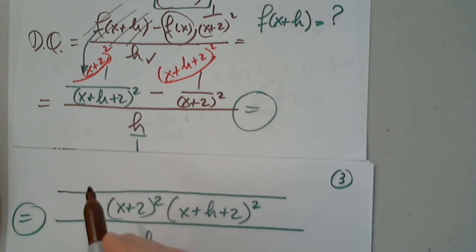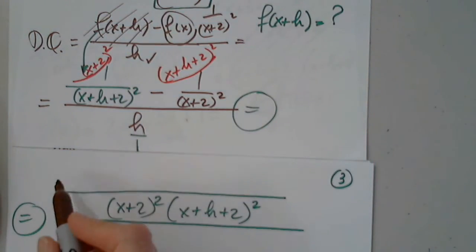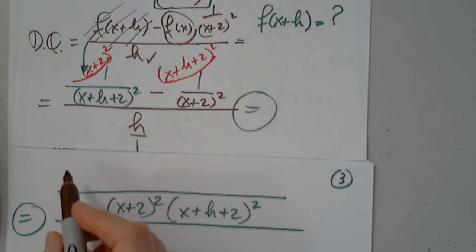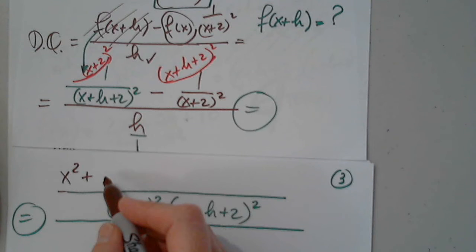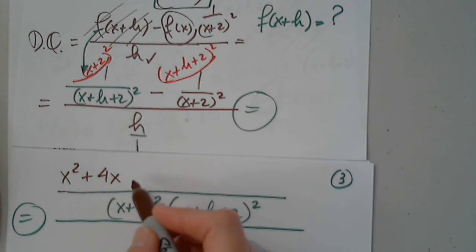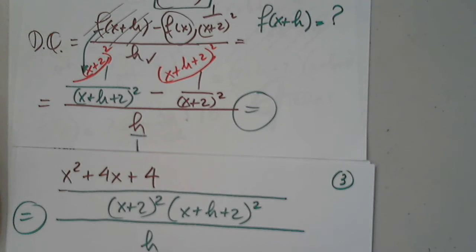Can anyone give us the formula? Can anyone square this for us in a blink? Anyone? x squared plus 4x, brilliant, plus 4. Always 3 terms. Great job.